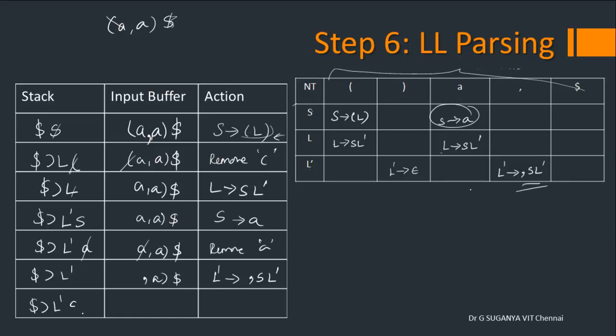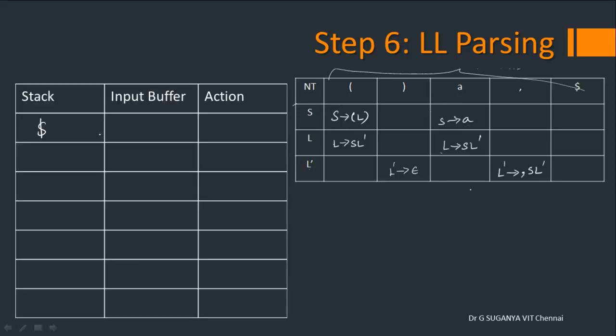So it will have L dash, and here also we'll have comma A close bracket dollar. Here also dollar is there, here also comma is there. This comma we have also seen in the leftmost derivation, so we can remove the comma. We will be left with close bracket L dash S, and here A close bracket dollar.